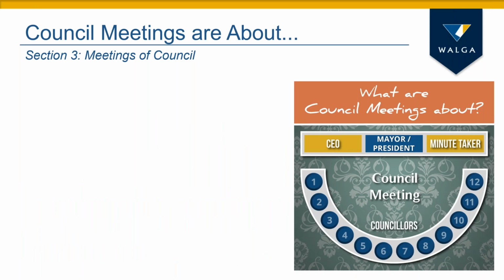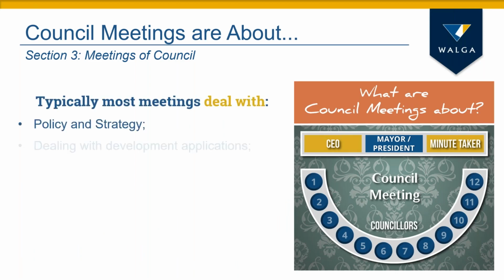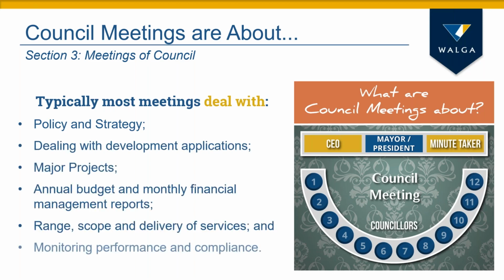The ordinary meetings of council are convened on at least a monthly basis to discuss matters of significance to the community and to make legally binding decisions. Typically, most meetings will deal with policy and strategy, dealing with development applications, major projects, annual budgets and monthly financial management reports, the range, scope and delivery of services, and monitoring performance and compliance.